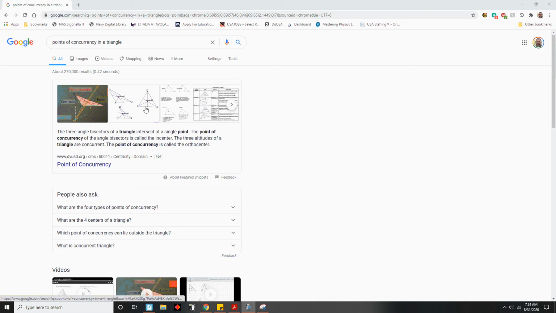So if you look at these diagrams here, they drew a line segment that is a bisector of each side to the angle bisector, and that is going to give you the orthocenter, or the point of concurrency.